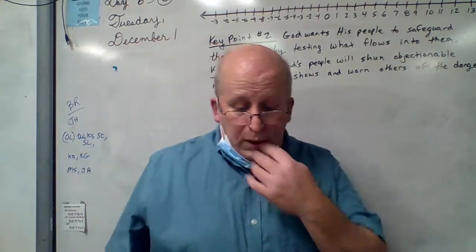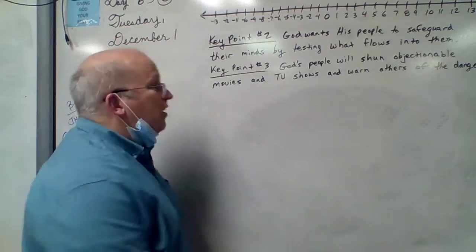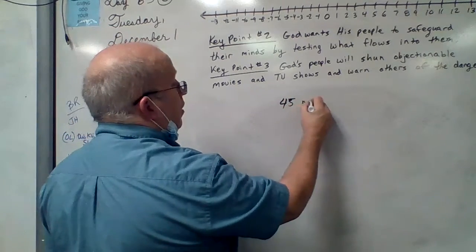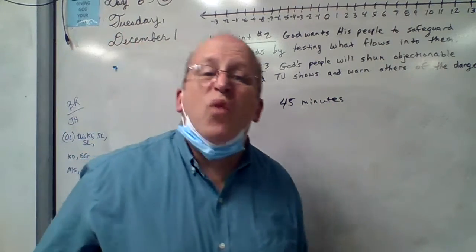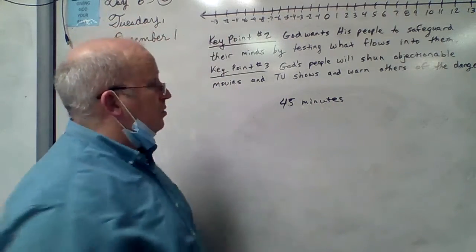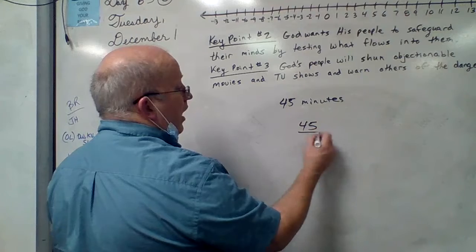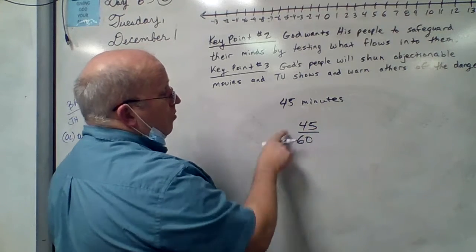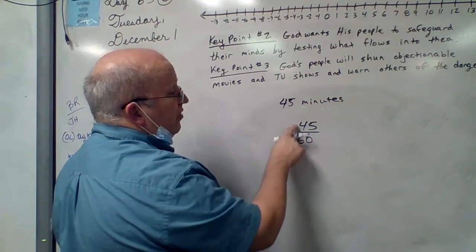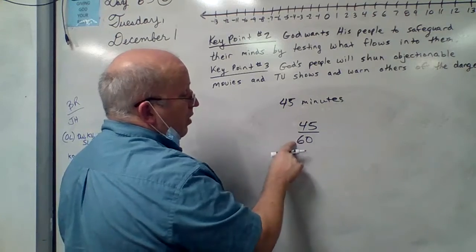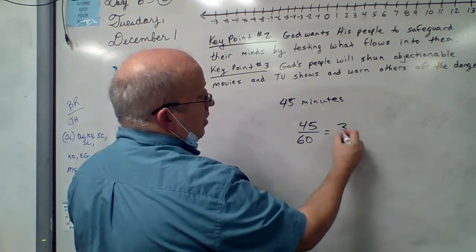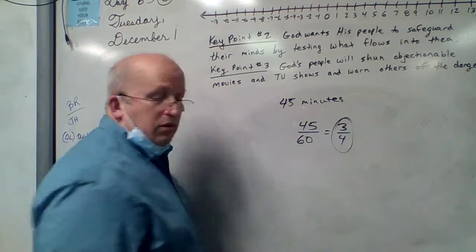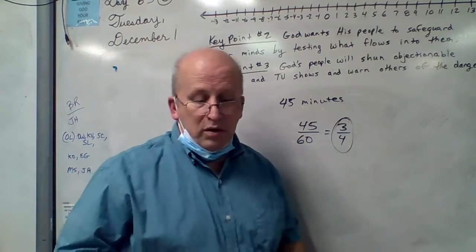But what if the problem said that she spent 45 minutes practicing? What portion of an hour is 45 minutes as a fraction? Well, I know that an hour is 60 minutes. So I would write it as 45/60ths, 45 minutes out of a total of 60. And that, if I divide by 15, in simplified form, is 3/4. So do number 20 similar to that.